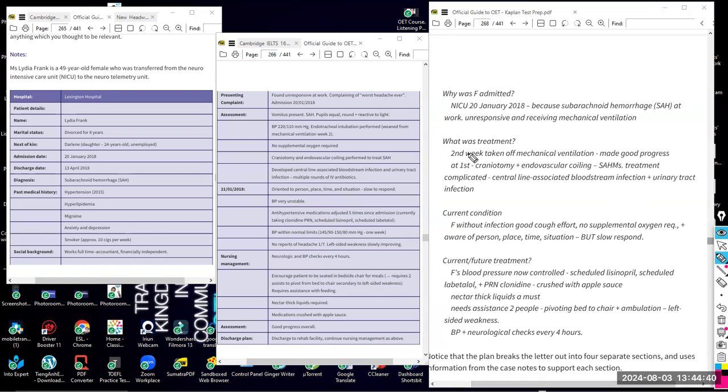So this is it. This is all the information that I have. One, why was she admitted. Two, what was the treatment. Three, current condition. Four, current and future treatment. So, and this is the case notes. So please take 3 minutes just to match the information. And I need you just to notice that not all the information exists here on the plan, because I only need to write the most important information.